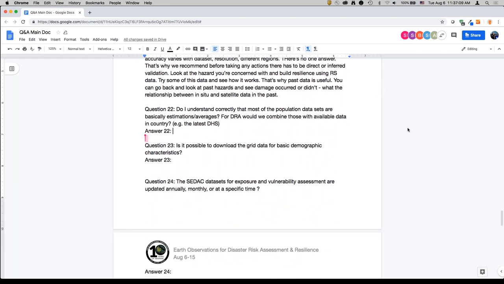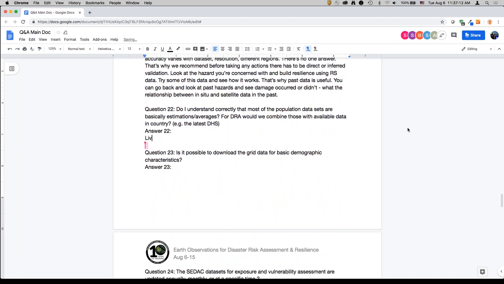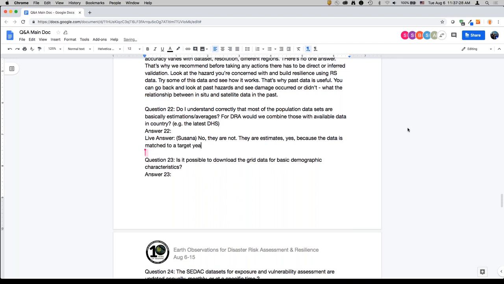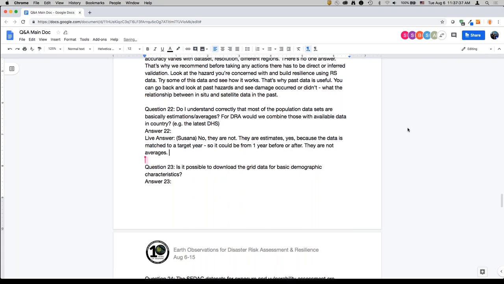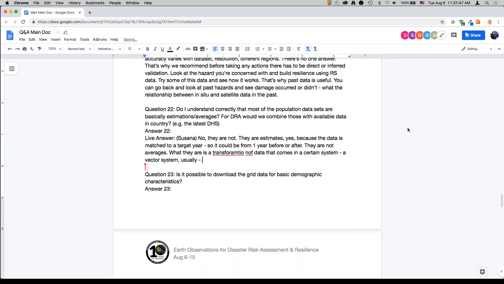Okay, I think question 22 for me. Do I understand correctly that most of the population data sets are basically estimation averages? No, they are not. They are estimates, yes, because the data is matched to a target year, and the census data could be from 1 year before or after. So they are adjustments. They are not averages. What they are is a transformation of data that comes in a certain system, usually a vector system, into a grid, and that requires transformation. So it's not an average, it's a transformation of the data.